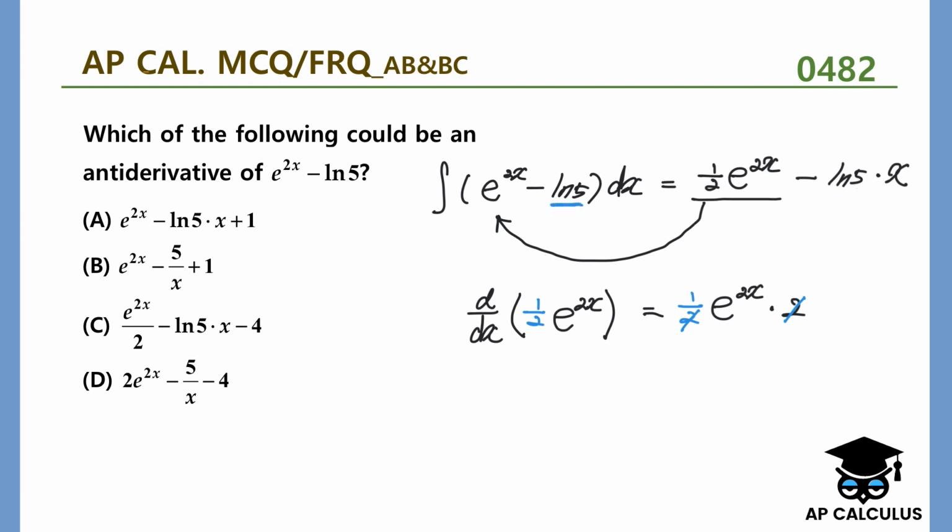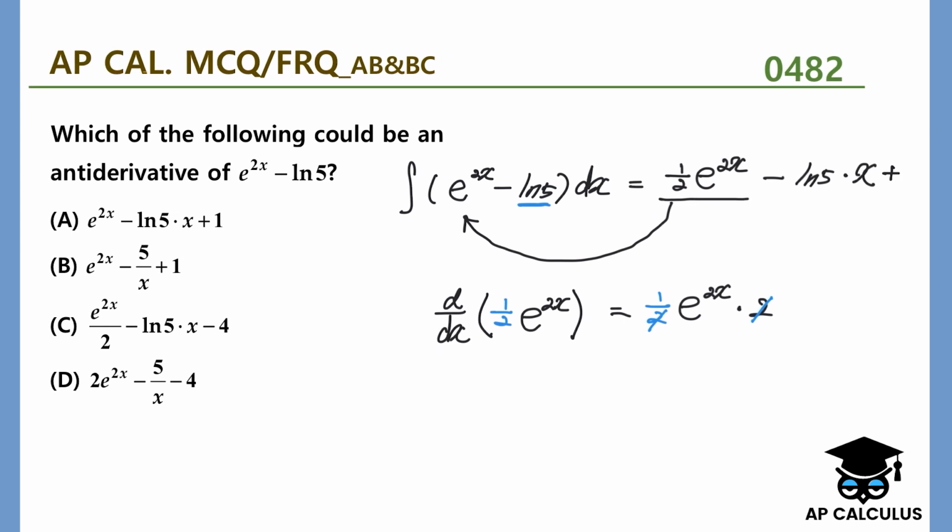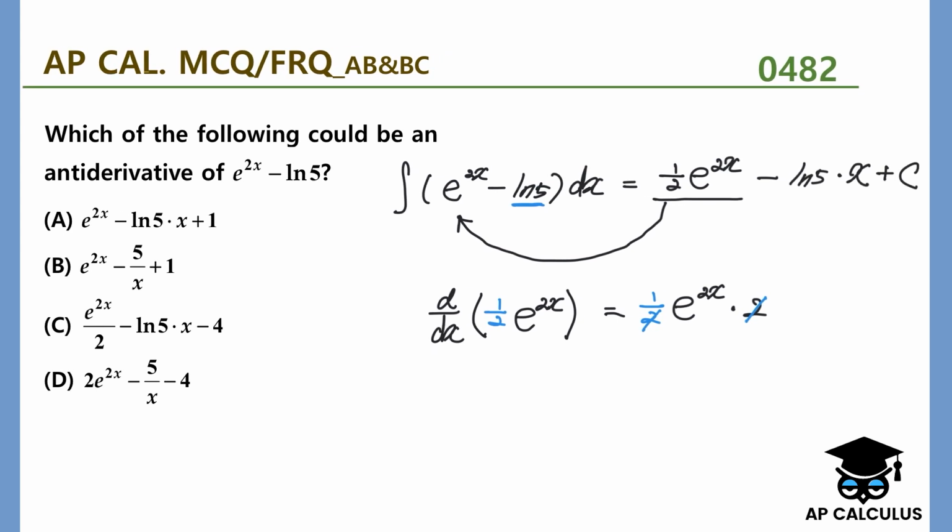So far so good? Now, since we found our antiderivative of this expression right here, we must add c, right? Constant c. So our answer has to be 1/2 e to the 2x minus natural log 5 times x plus some constant c. Okay, so the answer has to be c, right? Does that make sense?